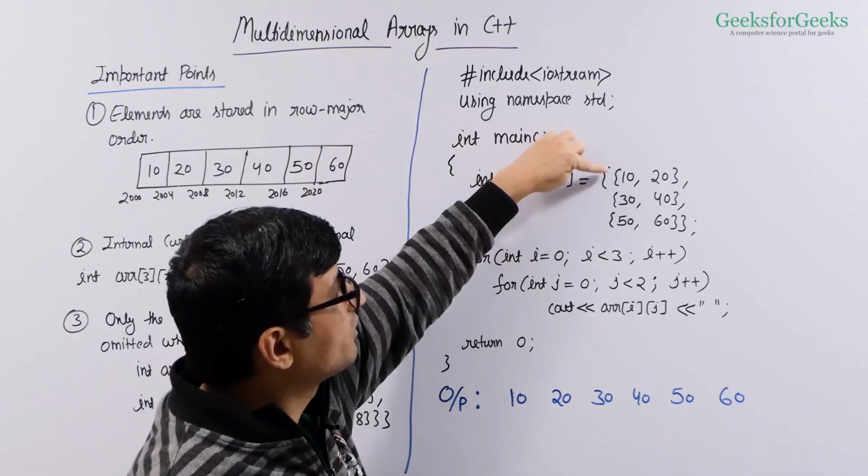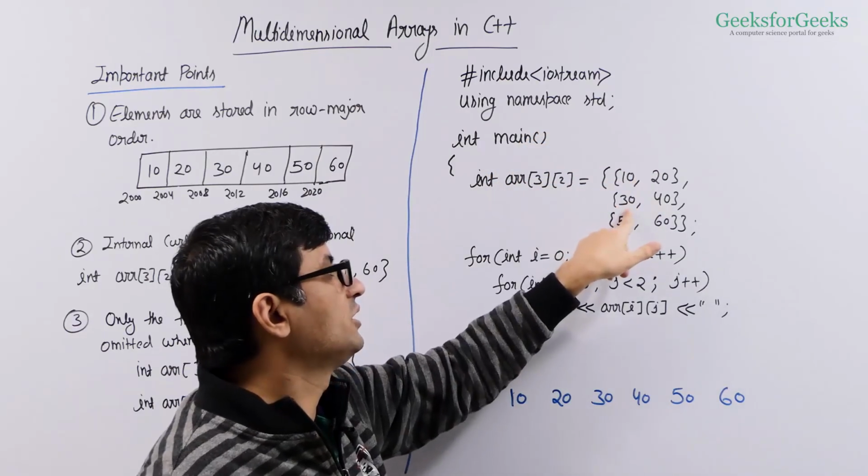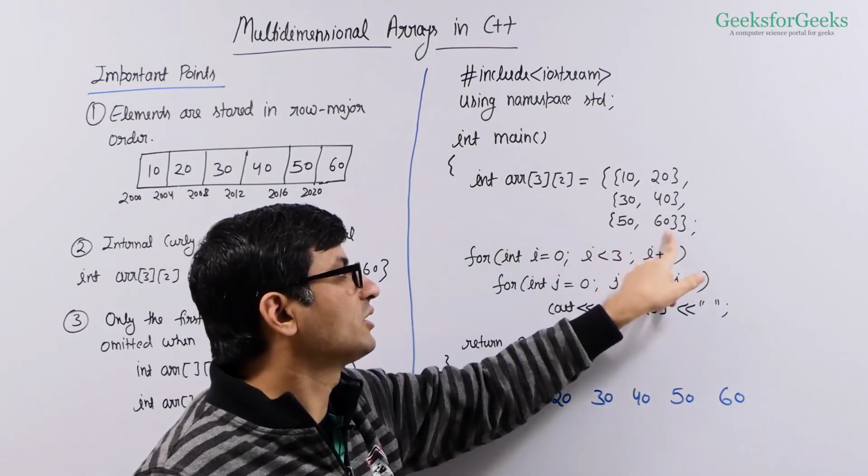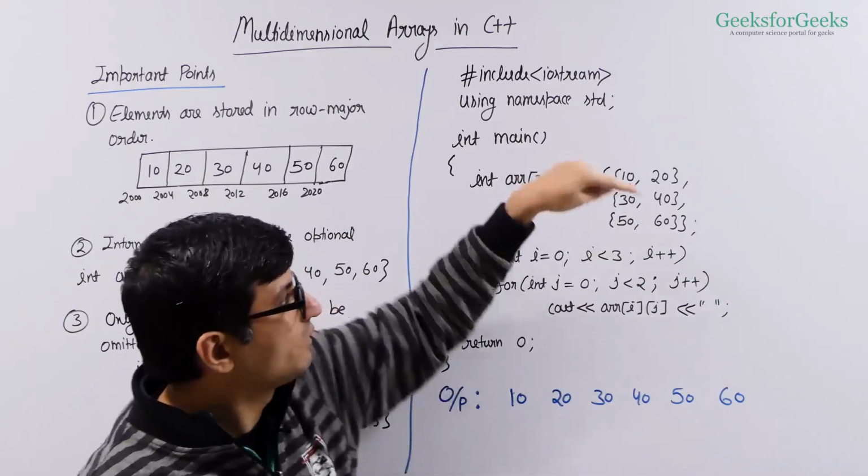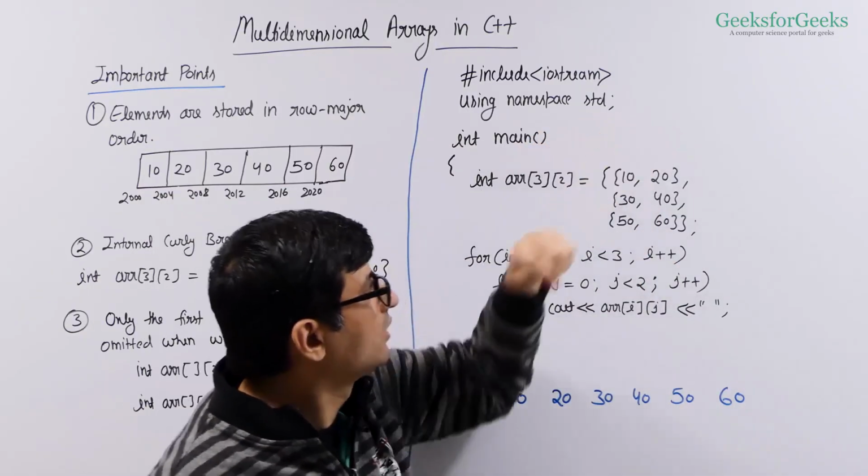And the values in the first row are 10, 20. Values in the second row are 30, 40. And values in the third row are 50, 60. So we have 3 rows and 2 columns.